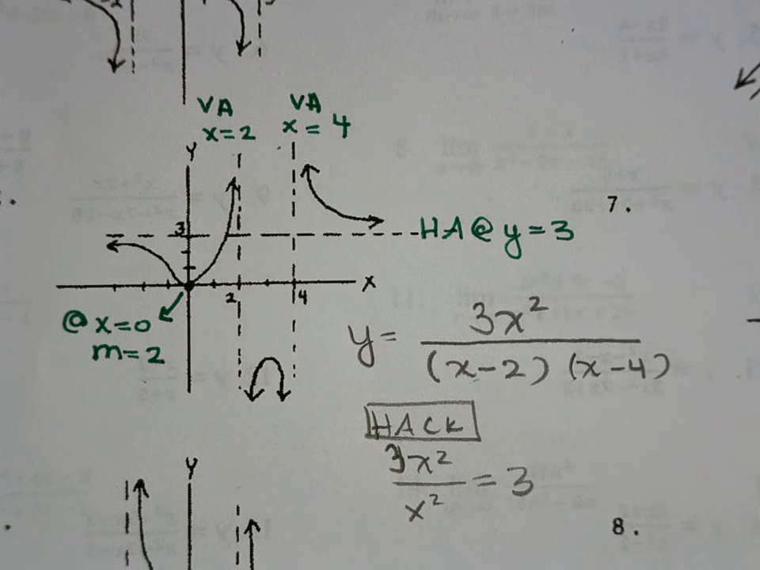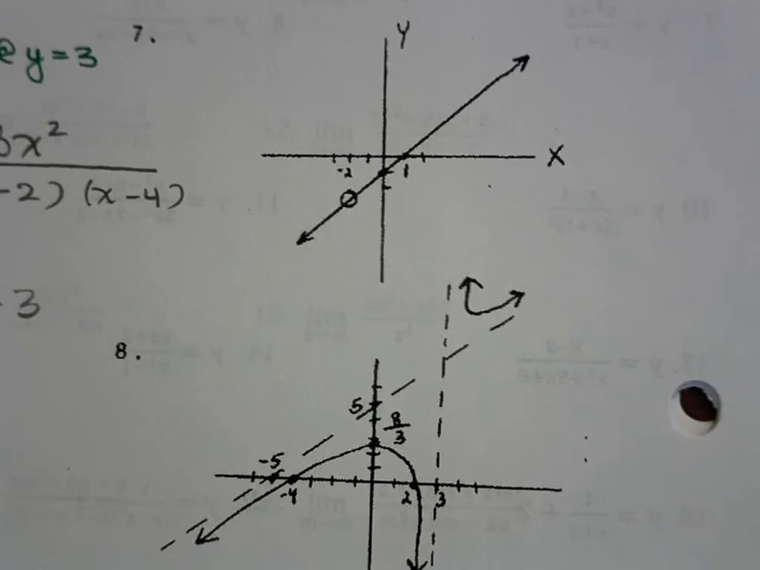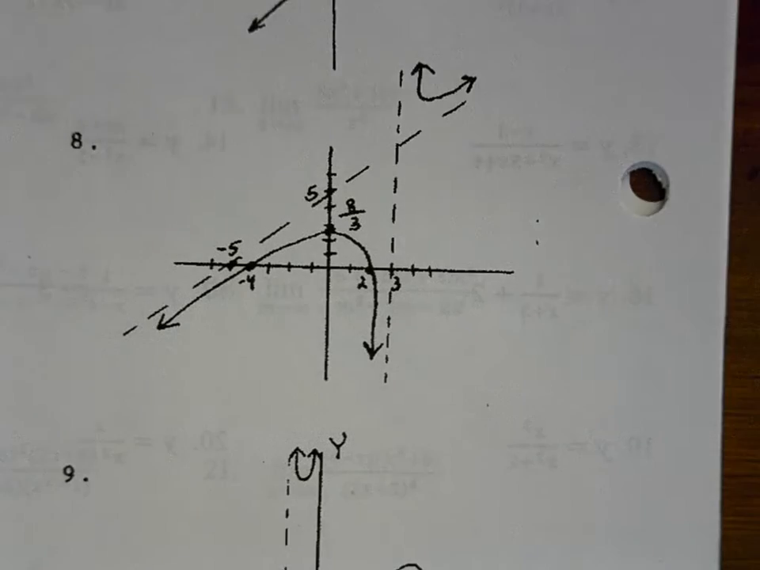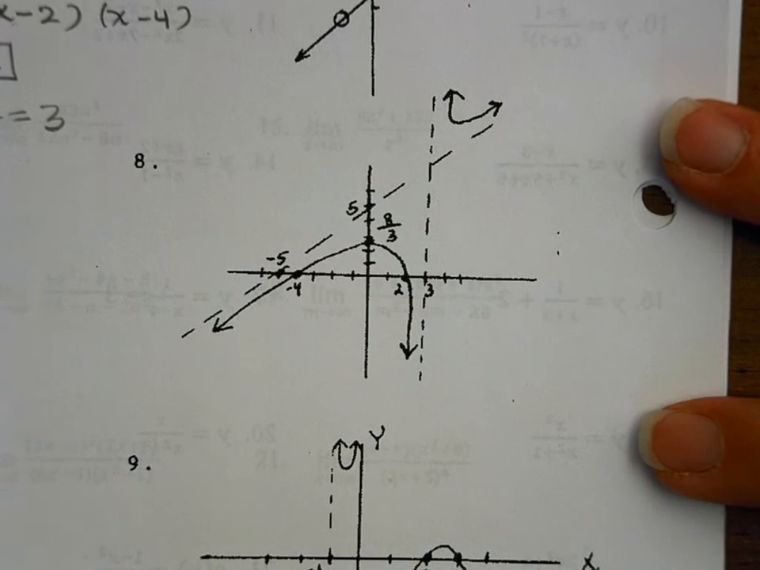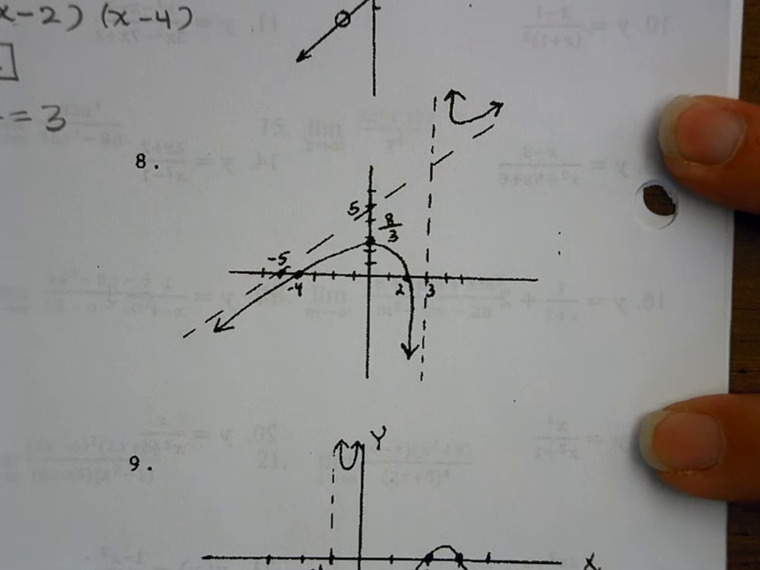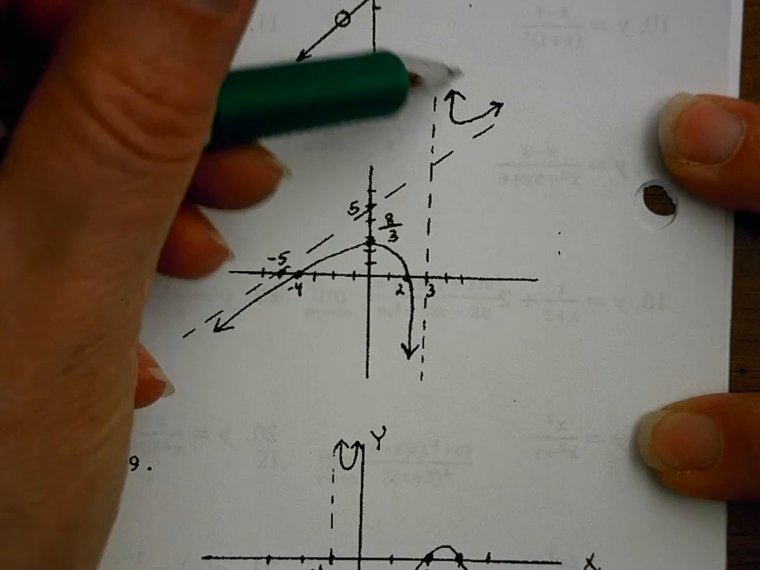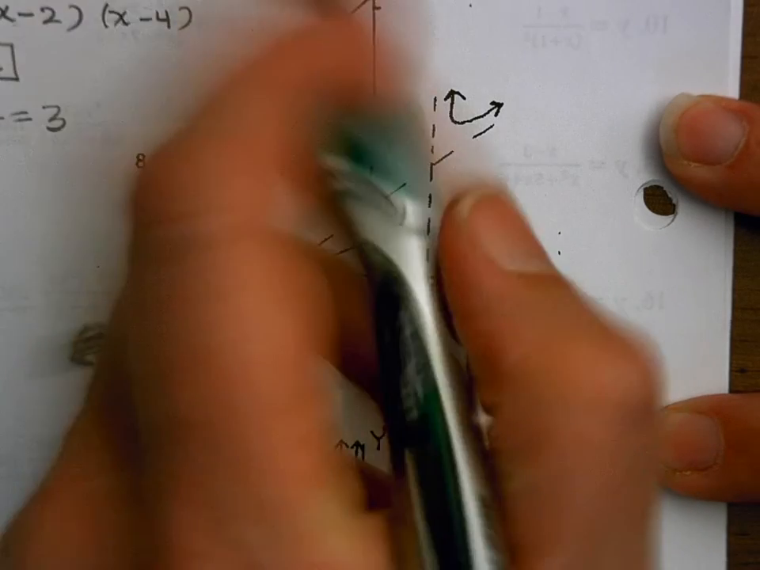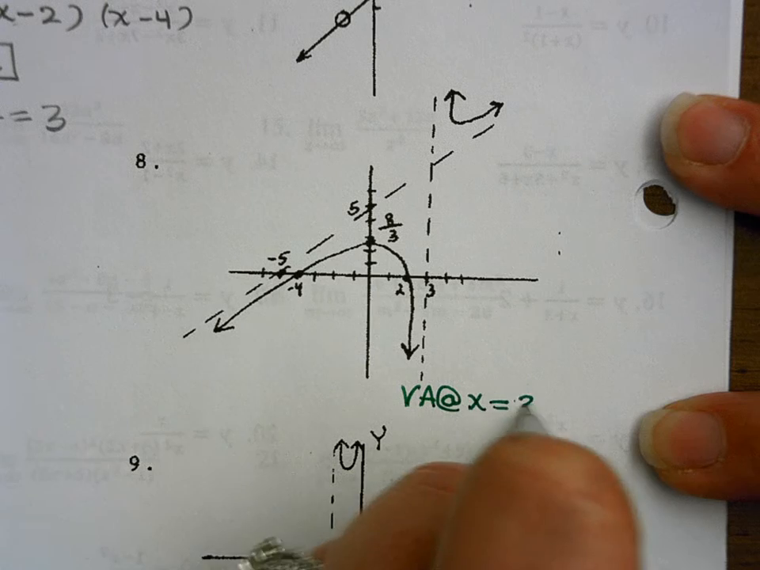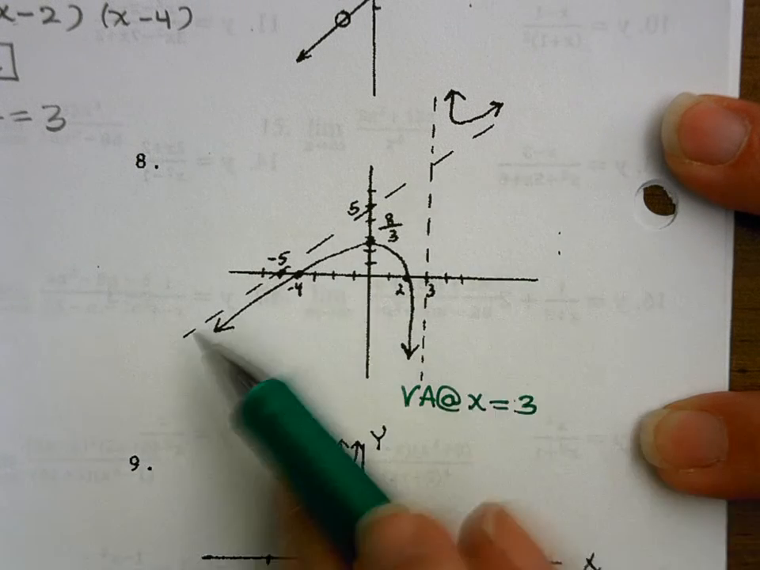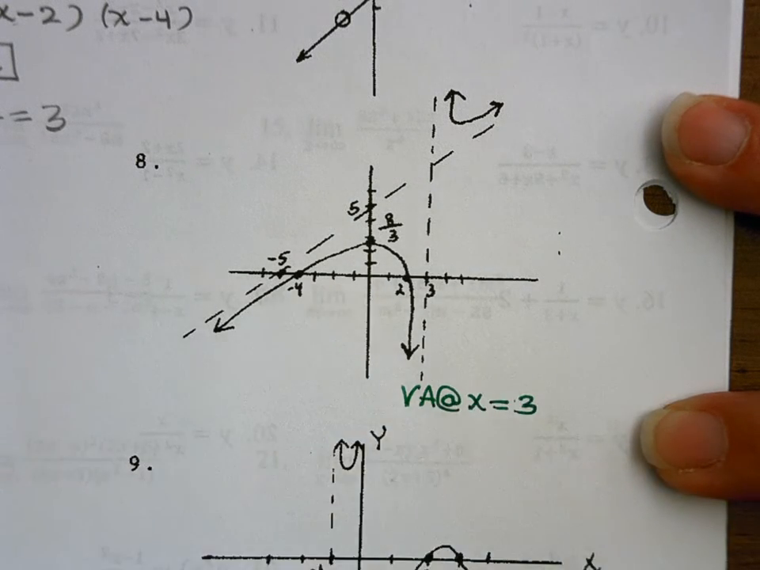Okay, let's do one more here. Let's take a look at number 8. So for this one, I'm going to mark everything again. So I have a vertical asymptote at x equals 3. And I have a slant asymptote, but that should work itself out.